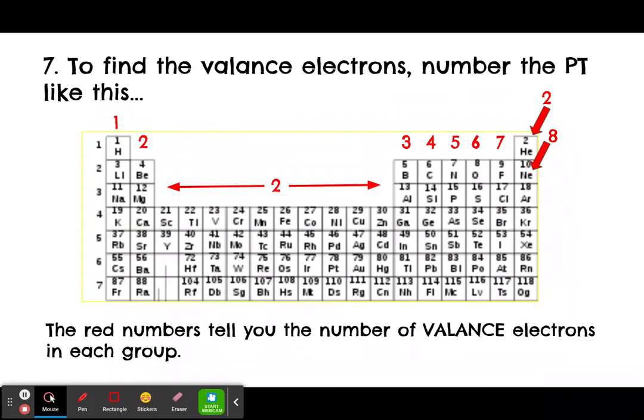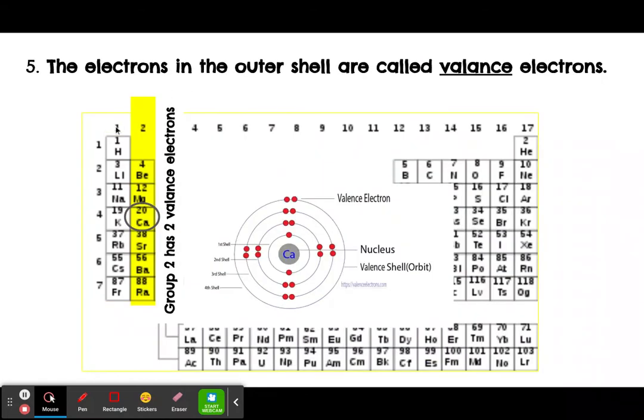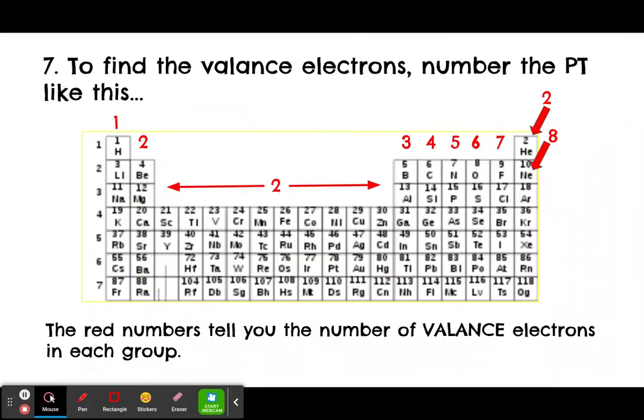Number 7, to find valence electrons, we have to number the periodic table like this. Even though if we look back at an old periodic table, you see all these numbers and a whole bunch of groups, we're going to renumber these groups so that the first group is 1, the second group is 2, and then all of these ones, where it sinks down, are also 2. And when you come back up, 3, 4, 5, 6, 7, 8.